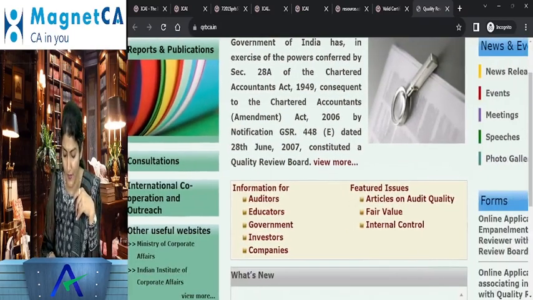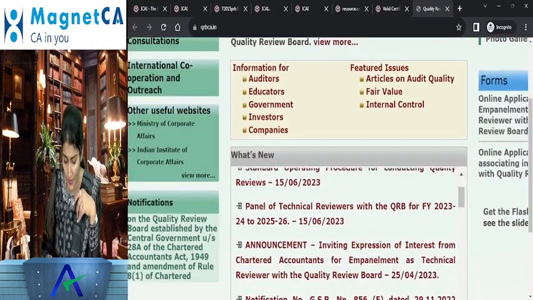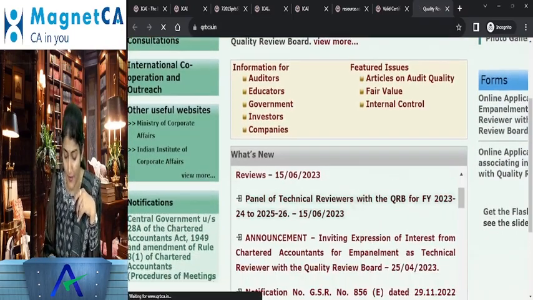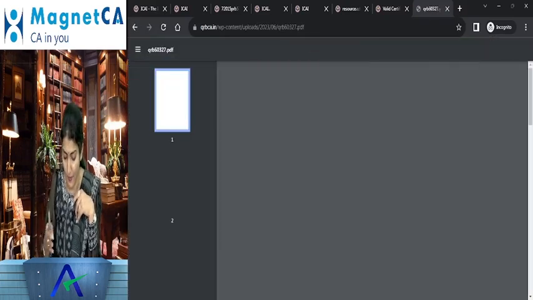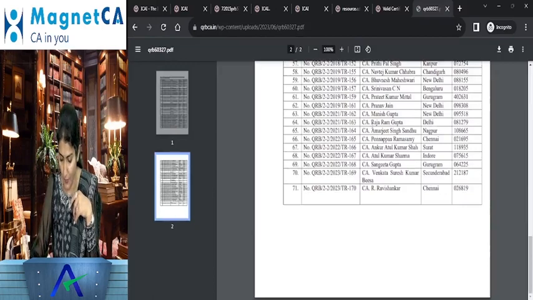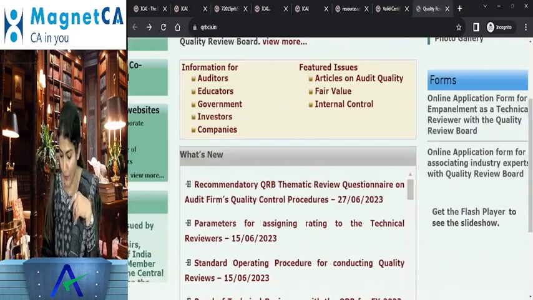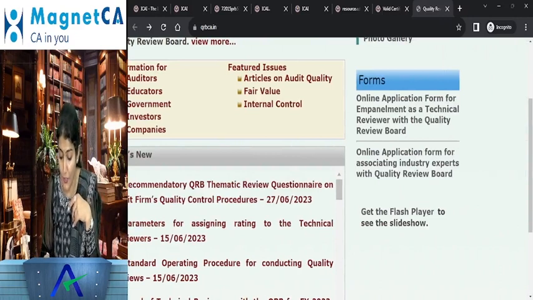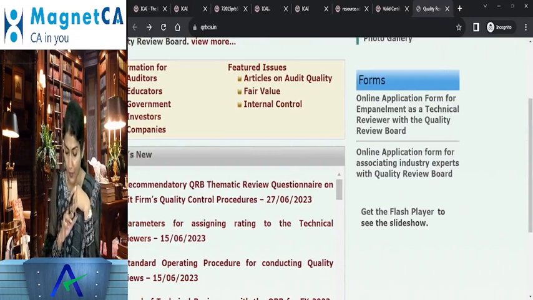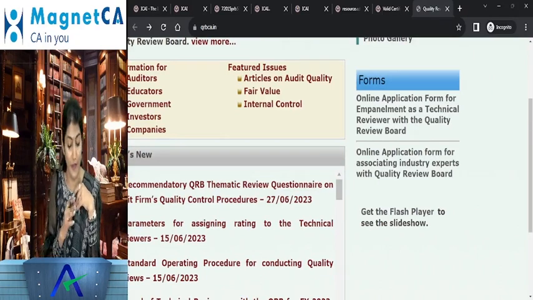And then again, you want to empanel yourself as a quality technical reviewer. So again, panel of technical reviewers for the year 23. So who all are the technical reviewers? All these people have been empaneled as the technical reviewers over there. Then online application form for empanelment as a technical reviewer, online application form for associating industry expert.